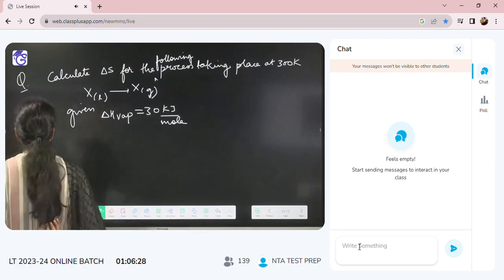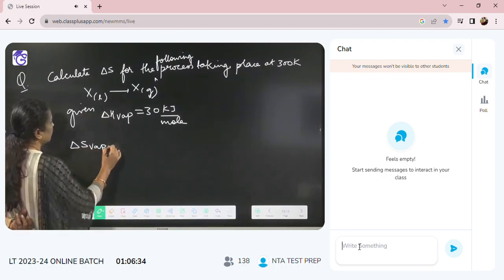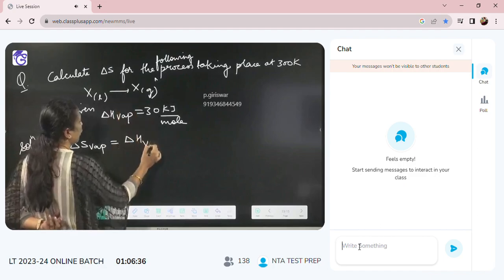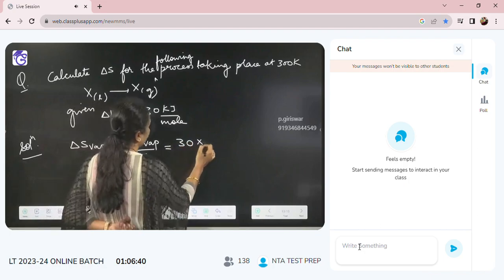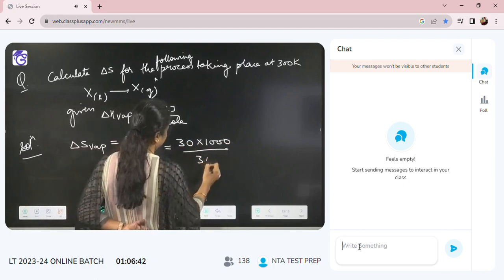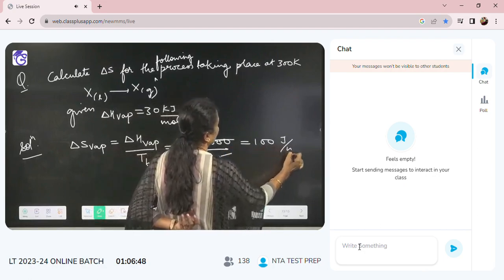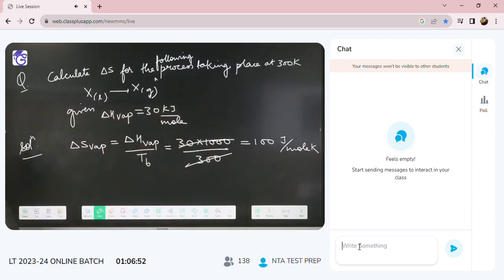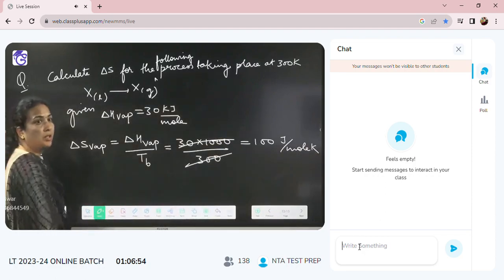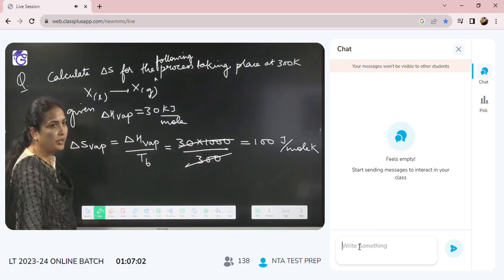What is the answer? We'll be writing delta S vaporization, because I have given you vaporization phenomena only, and I've also given you the temperature. So this is 30 kilojoule divided by 300. So when you get that, you'll be getting 100 joule per mole Kelvin. And people are getting 0.110 also. No, you have to get it in joule, beta. That's what I said. Okay, good.